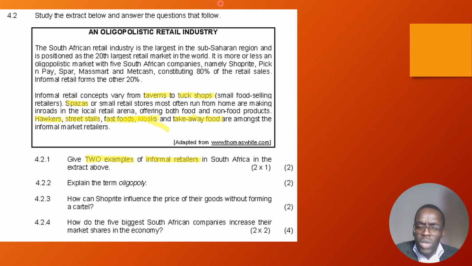So when you look at all these measures, all these are measures that can be put in place by ShopRite or any firm that is in an oligopoly market to try and get an increase in the market share, okay. But in this particular context, we are looking at ShopRite. So you could have given us any two of those, it was going to be accepted as correct.